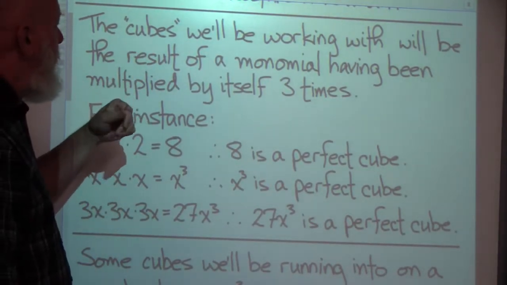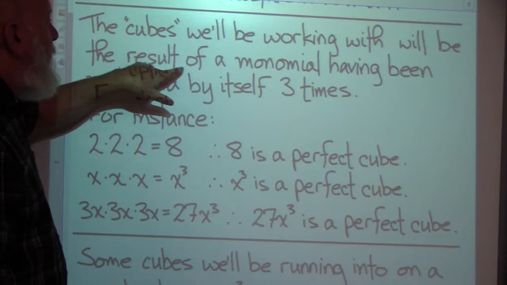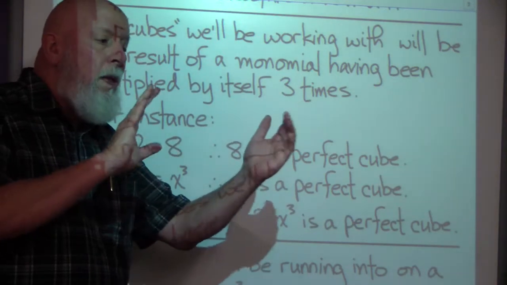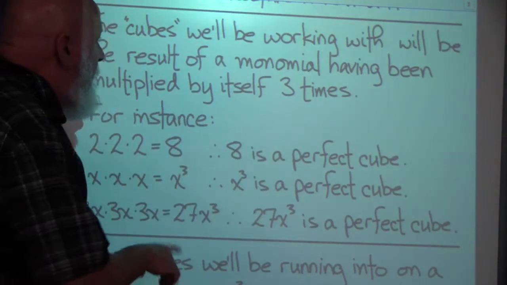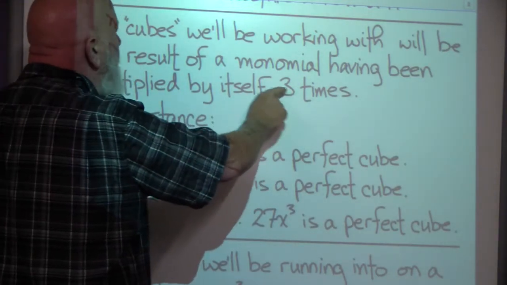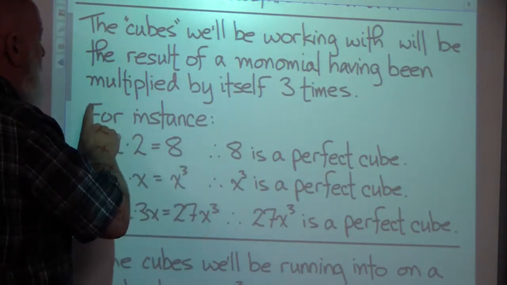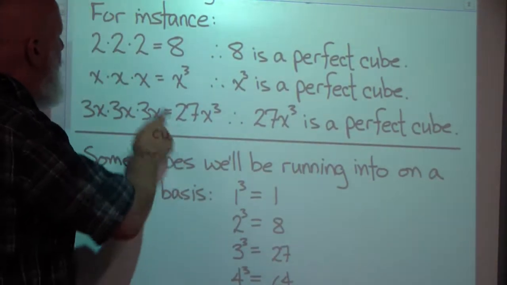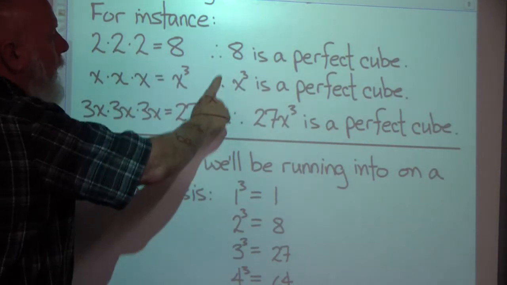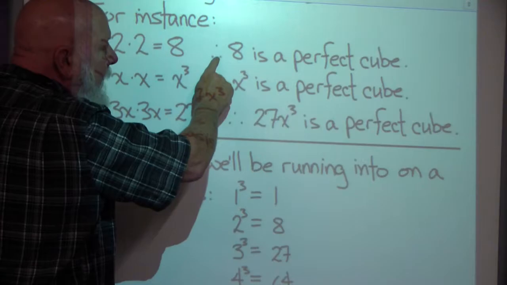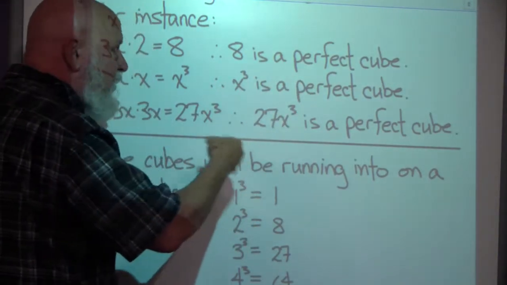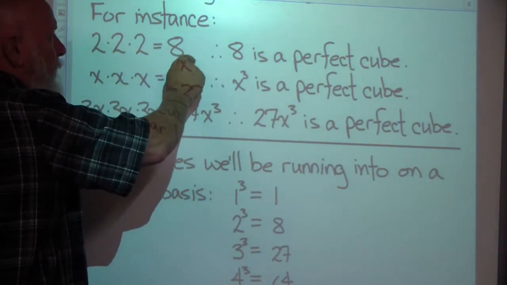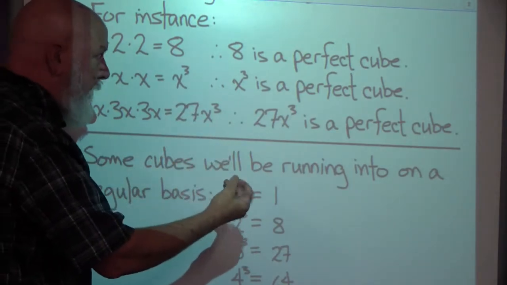The cubes we're going to be working with today will be the result of a monomial, that's like a number or a variable, or the product of a number and a variable. Just a monomial that's been multiplied by itself 3 times is what we call a cube. For instance, 2 times 2 times 2 is 8. Therefore, 8 is a perfect cube. The cubed root of 8 is 2, because 2 times 2 times 2 is 8.